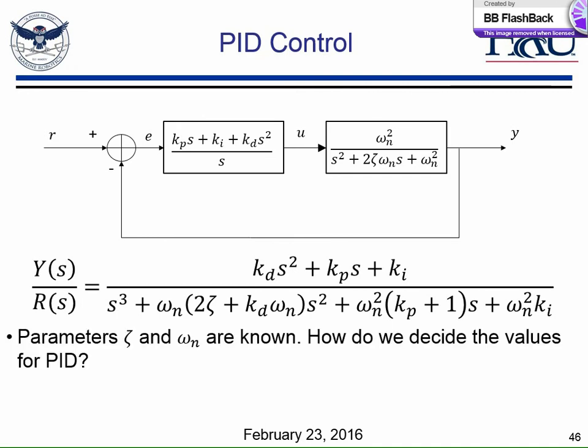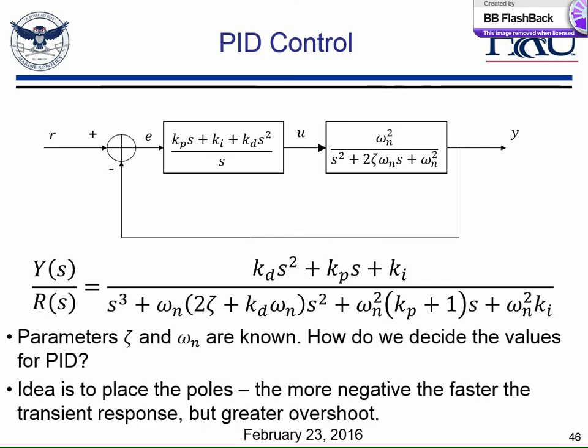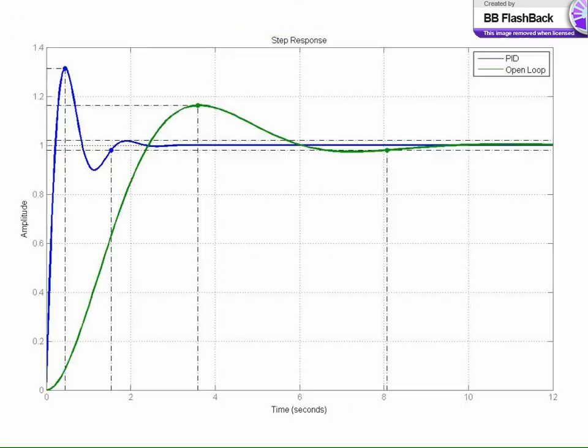So we decide those values given the performance requirements of our system, right? The idea is to place the poles: the more negative, the faster the transient response is going to be, but also the greater overshoot. So I use something called ITAE design criteria to design some control gains for this. This is for the quote-unquote optimal gains.